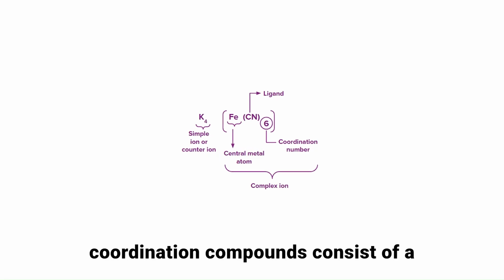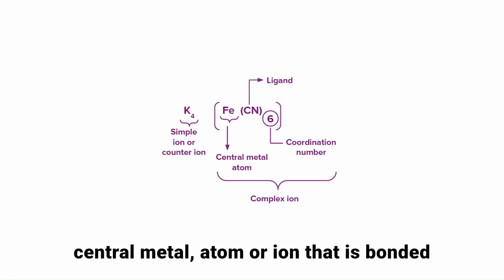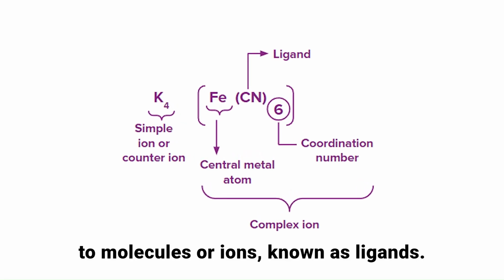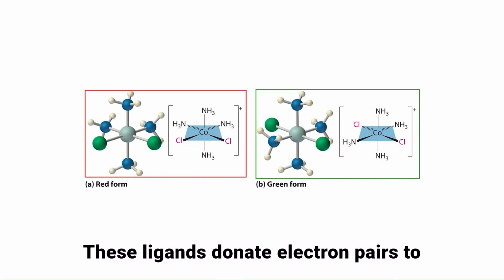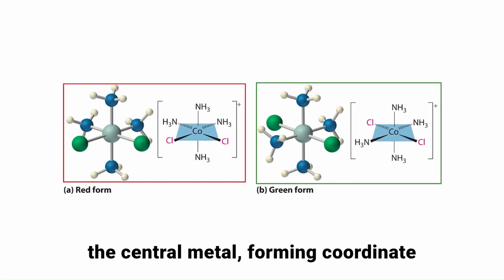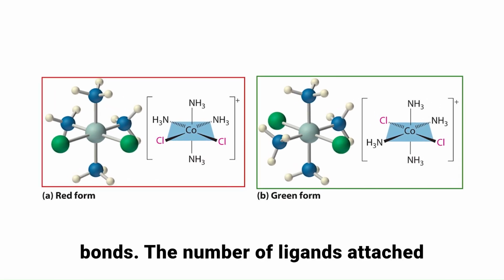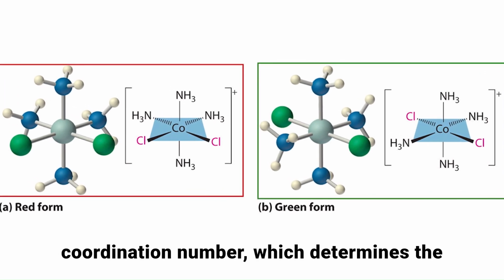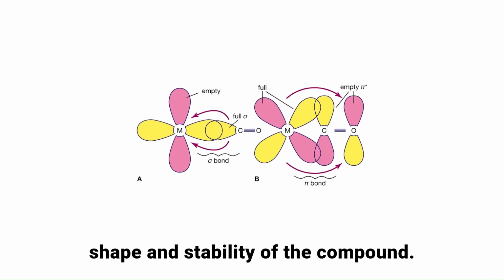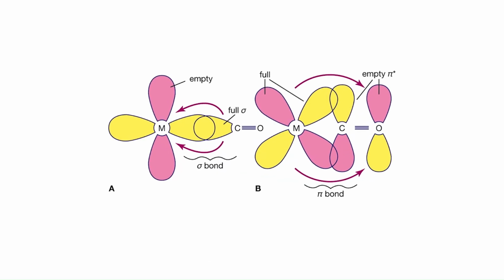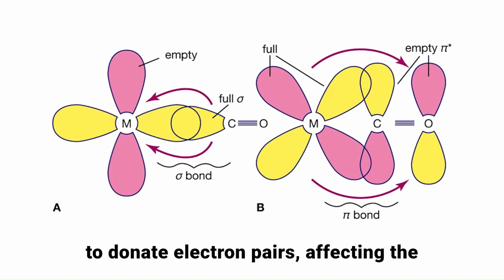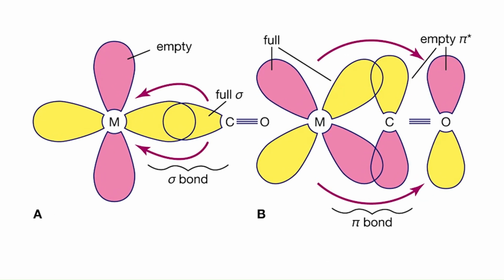To begin with, coordination compounds consist of a central metal atom or ion that is bonded to molecules or ions known as ligands. These ligands donate electron pairs to the central metal, forming coordinate bonds. The number of ligands attached to the central metal is called the coordination number, which determines the shape and stability of the compound. Different ligands have varying abilities to donate electron pairs, affecting the overall properties of the complex.